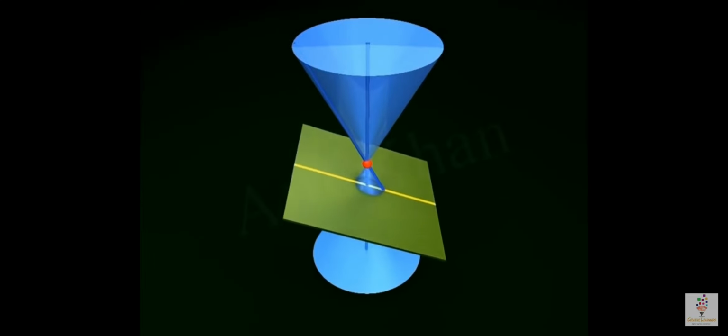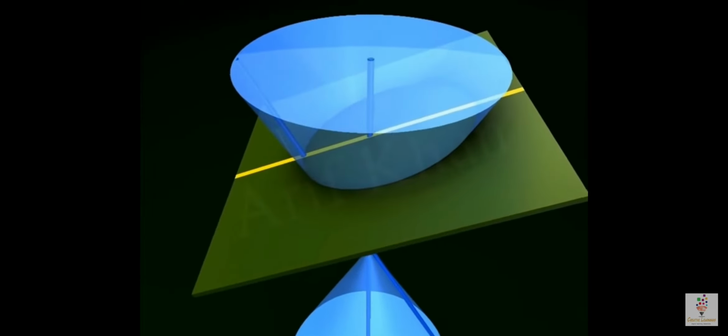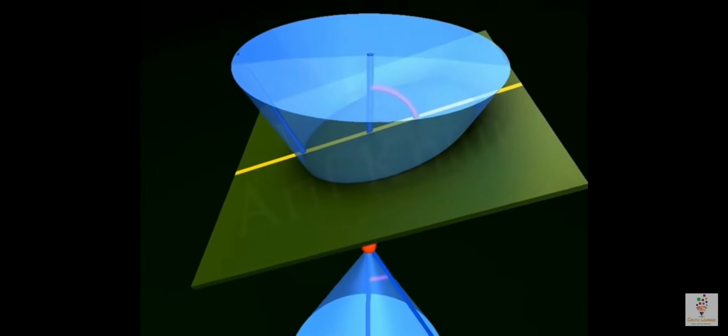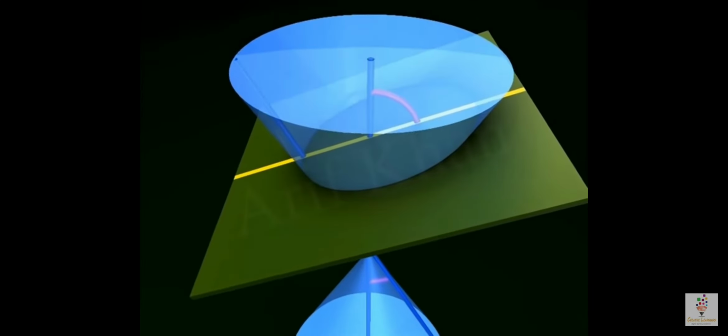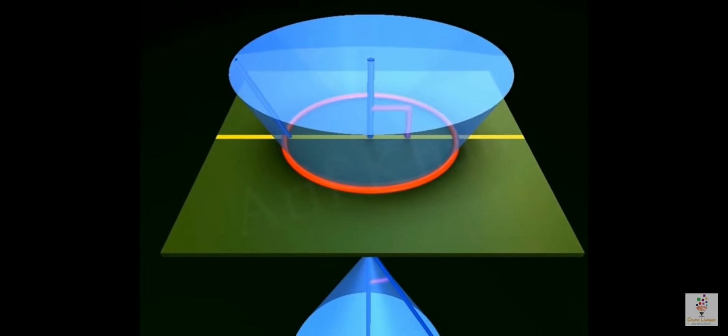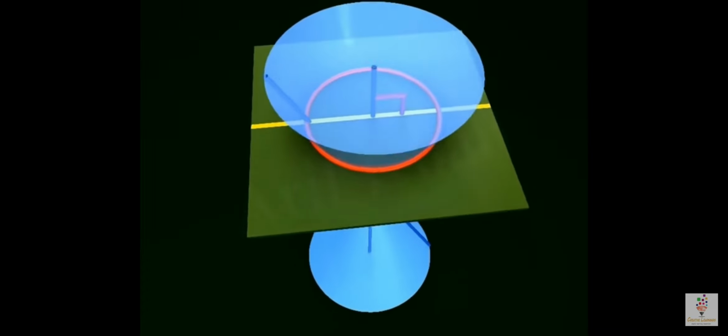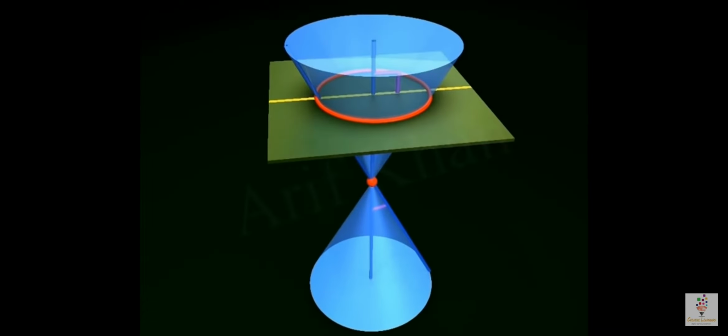Ellipse. First we'll see the ellipse, how it is cut. When the plane intersects the double right circular cone in such a way that the angle between the plane and the axis is greater than the vertex angle, we get a closed curve called an ellipse. When the plane is perpendicular to the axis, the ellipse becomes a circle. Thus, a circle is a special type of ellipse.